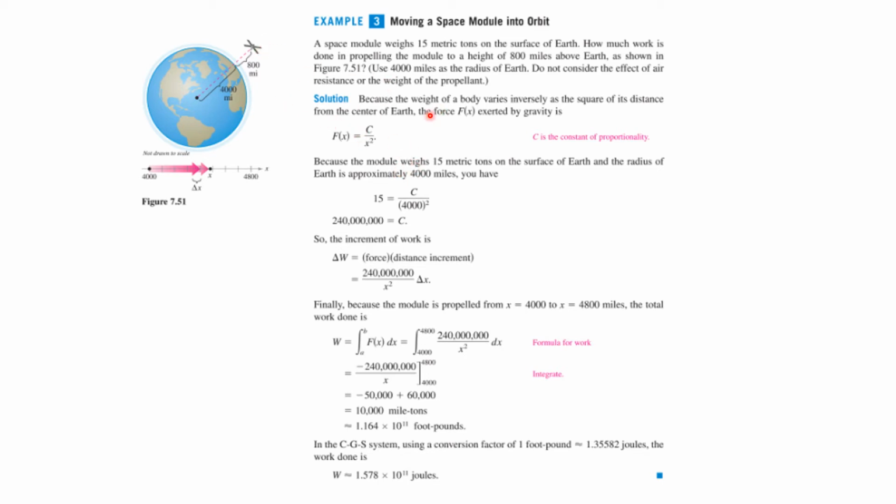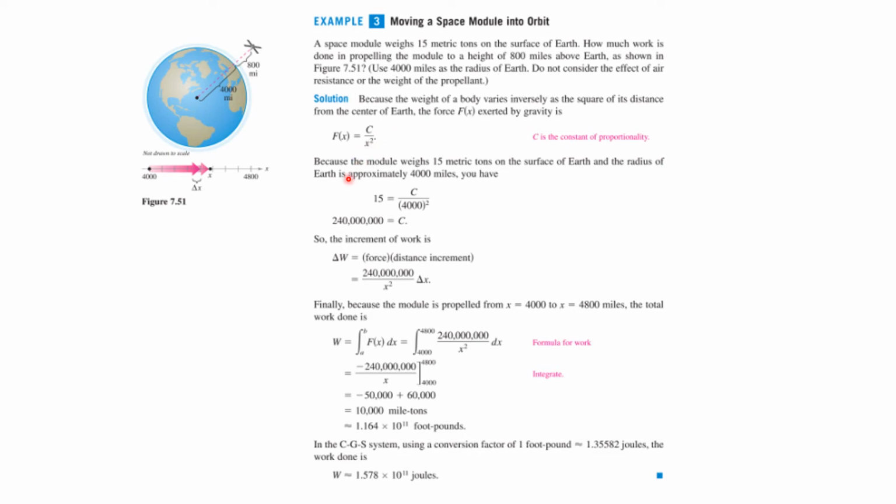And let's see, because the weight of a body varies inversely as the square of its distance, the force F of x exerted by gravity is this. Now notice we're saying this is a constant because the gravitational constant is a constant, and the masses are the same because we're not burning off the propellant, and so we have the mass of the rocket and the mass of the Earth, so that's just a big old constant.